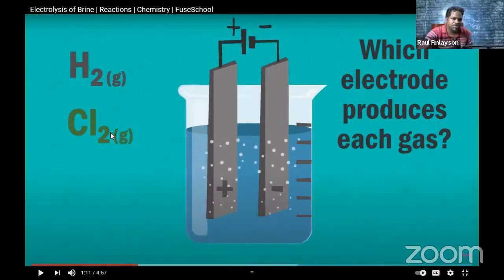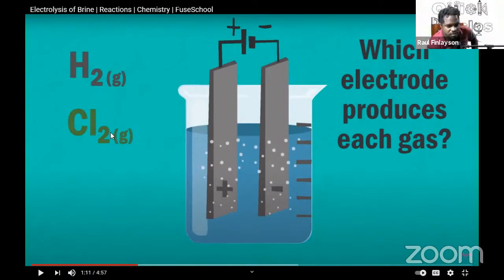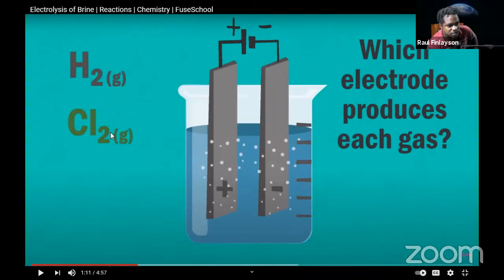All right, that's a good question. Which electrode will produce which gas? Anybody have any ideas here? Because we're seeing the plus and we're seeing the minus. Where would the chlorine go and where would the hydrogen go?